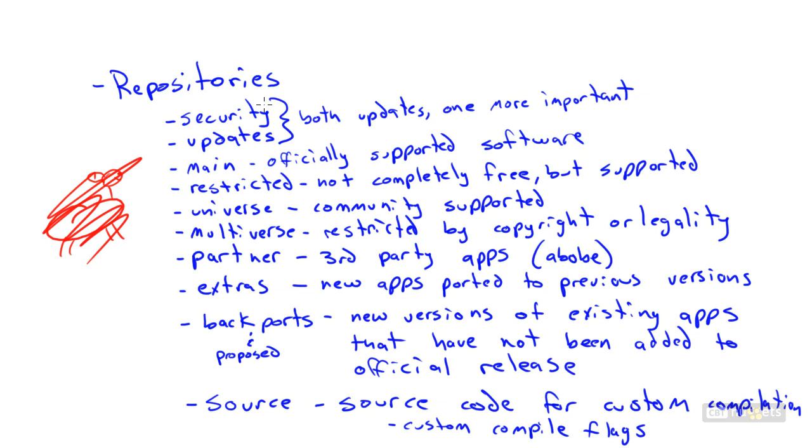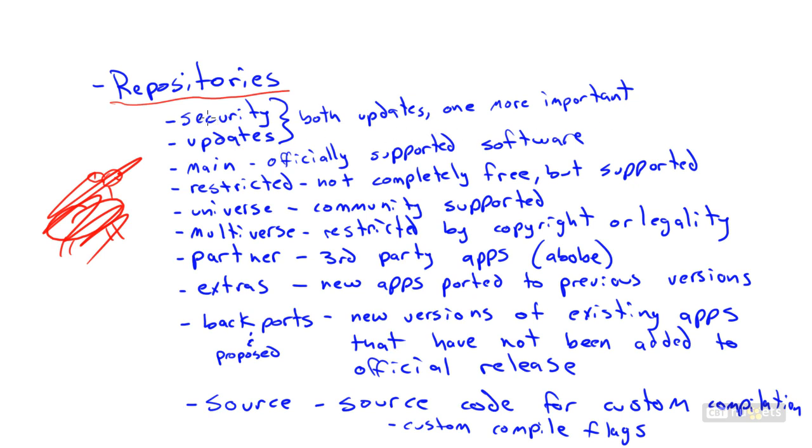Anyway, repositories. These are the places that software is stored and you would download it from. So like the App Store or the Ubuntu Software Center, this is what it queries when it looks for what software is available, and where it also retrieves those files. However, there's a bunch of different types of repositories that are available for Ubuntu, and I'm just going to briefly describe what they are.